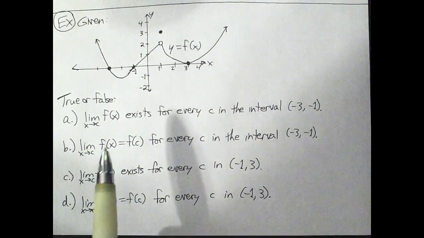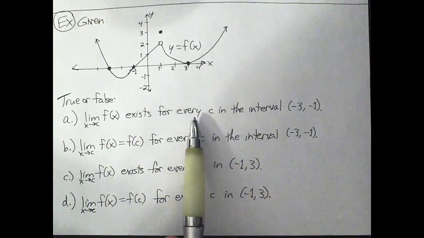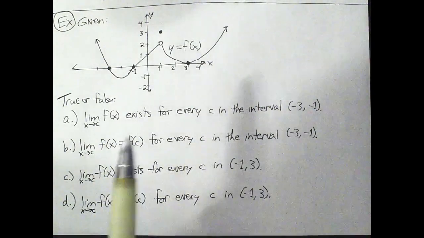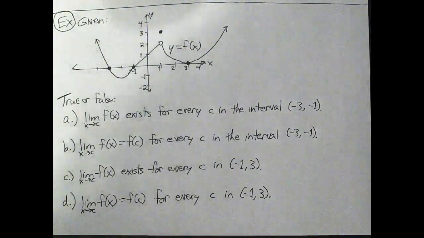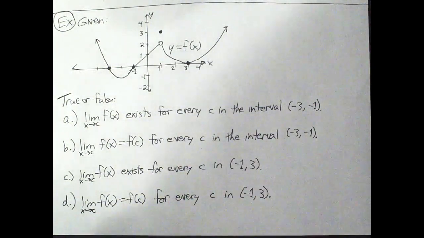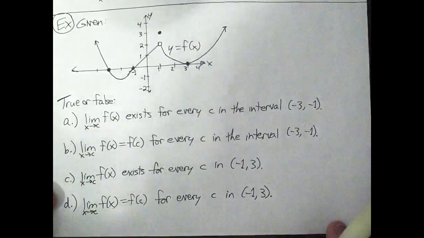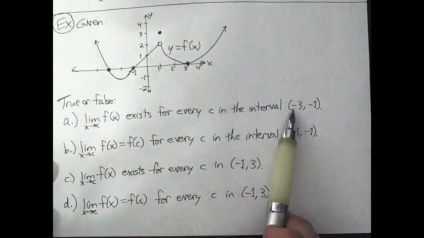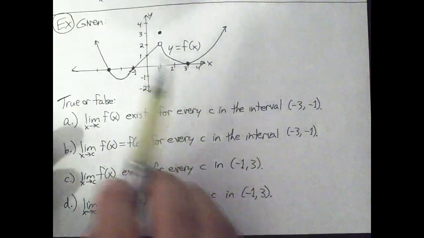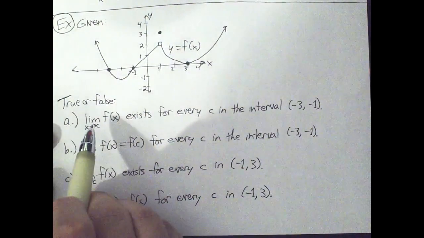This is a little bit of a different type of question because it's asking about every c in this interval. Now, one thing I want to say is that in general, most of the limits that we've looked at so far do exist. Occasionally, we've had 1 or 2 where we say it does not exist, but overall, most of the limits we see do exist. So now it's asking for an entire interval, everything from -3 to -1. All right, let's go. First problem.